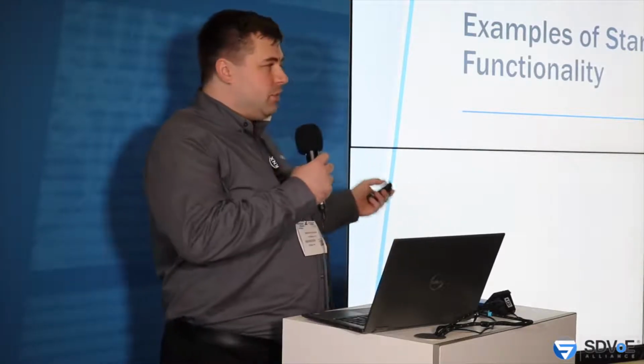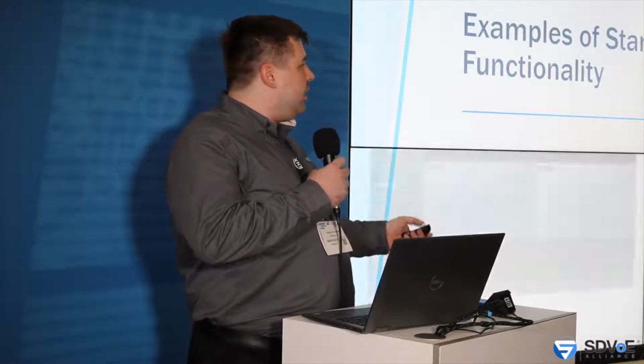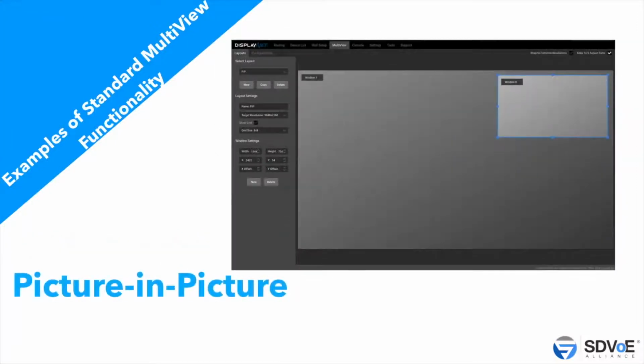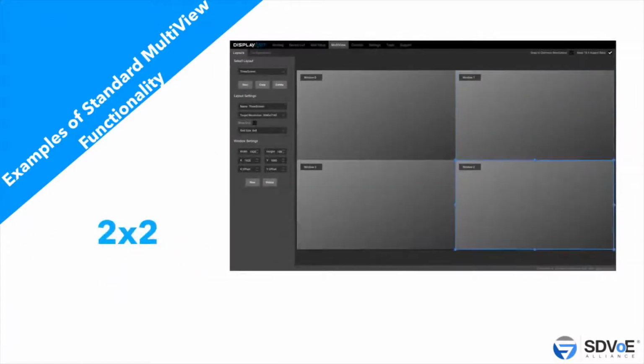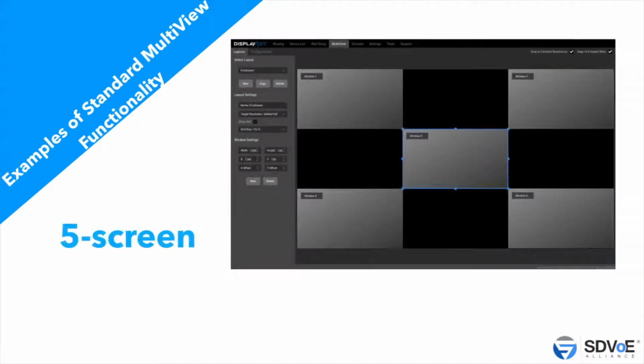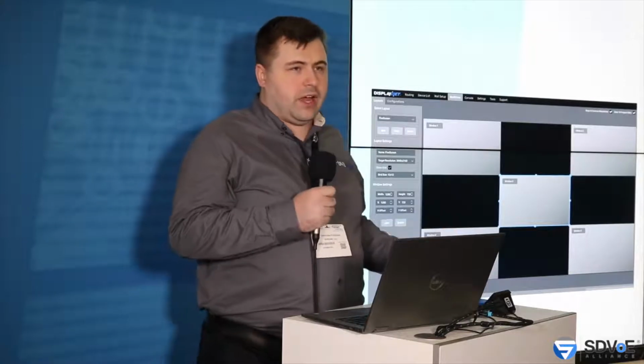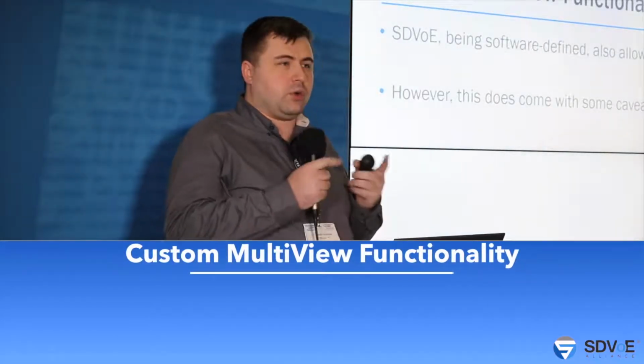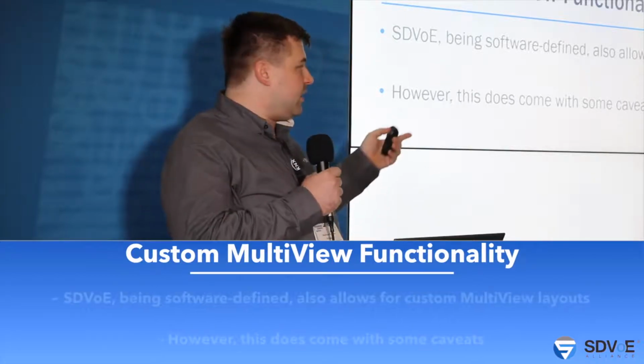So here are some examples of what a standard MultiView would look like. You have your side-by-side windows, your picture-in-picture, a 3-screen, a 2x2, and even a 5-screen. Some of the dedicated MultiViewer boxes that aren't customizable will come with these standardized layouts. But SDVoE is software defined, so we're not really limited to those typical layouts, and that's where we bring in the custom MultiView functionality. To leverage it, there are a few limitations and boundaries which you have to work within.